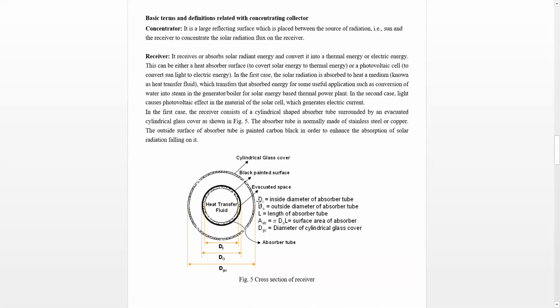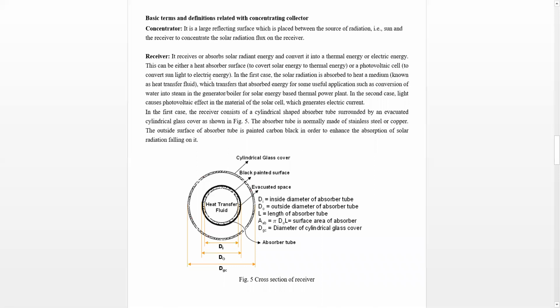Now the basic terms and definitions related to the concentrating collector. Concentrator, I have already explained, is a large reflective surface which is placed between the source of radiation and the receiver to concentrate the solar radiation flux onto the receiver. Receiver is the component of the entire solar thermal system which receives and absorbs the radiant energy and converts it into thermal energy or electrical energy.